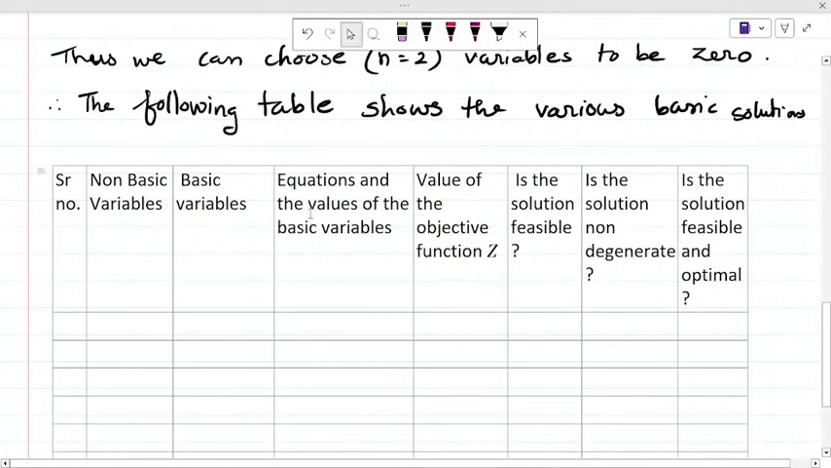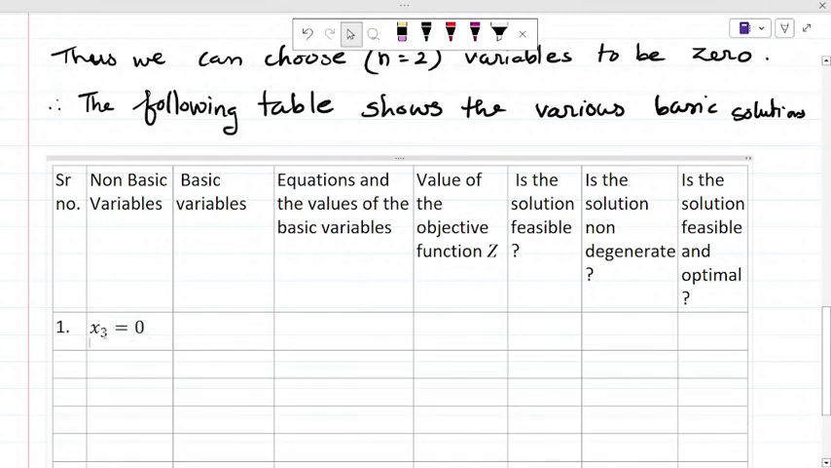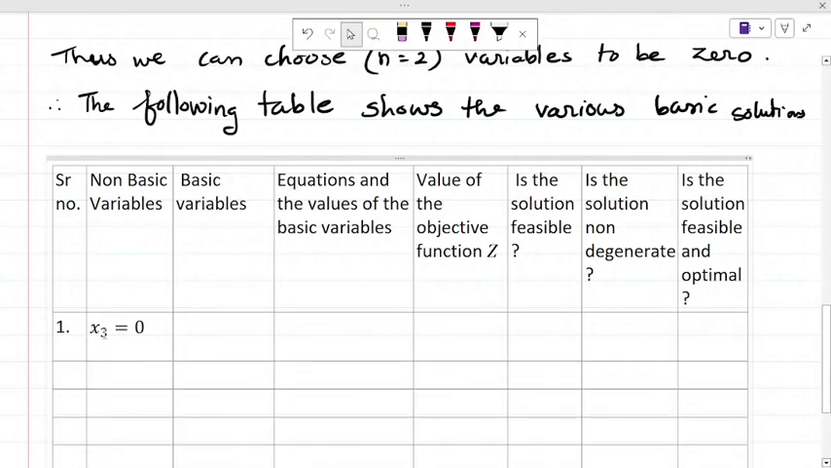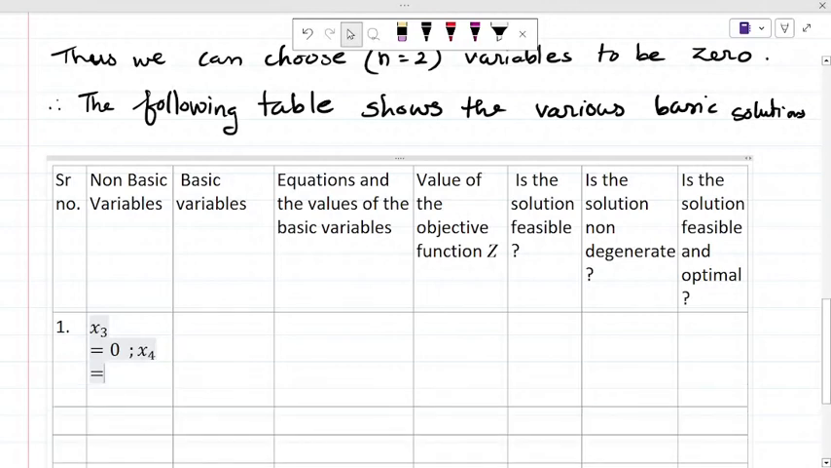So now first we can choose, I'll write here the first one. The non-basic variables we have to set them as 0. So let us say I'll set here x3 equal to 0, and I'll set here x4 equal to 0. When we do, what do we get?